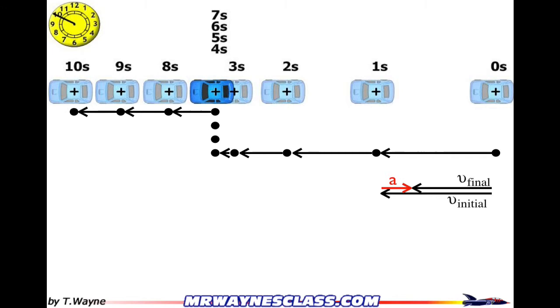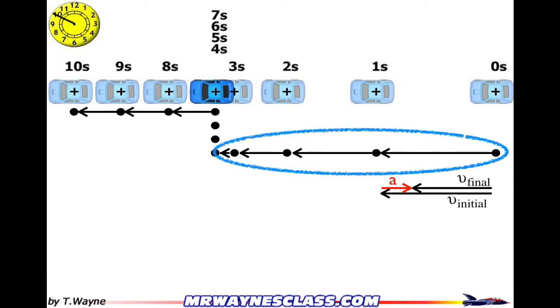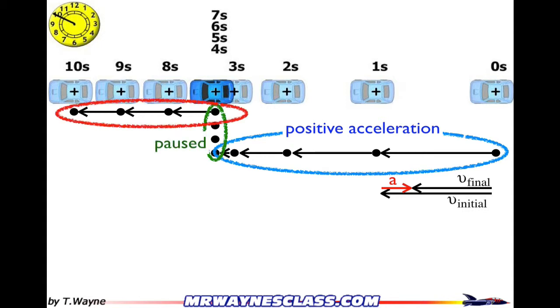In terms of the sections, I can divide this up into sections. I can see that the first section here, that's where it's decelerating, or in this case, it would be a positive acceleration actually. Positive acceleration. And then I've got a section where it's paused. That's a constant velocity. It's not interesting. It's just a constant velocity of 0. In the final section here, it's moving with a non-zero constant velocity.